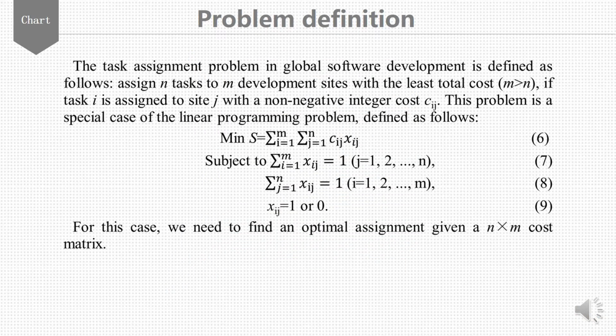The original Hungarian algorithm only assumes that the number of tasks is equal to the number of sites, and a task can only be solved by one development site. This assumption does not agree with the actual case in global software development, where the number of tasks and the number of sites are not equal in general, and a software development task is usually solved through a collaboration among several sites.